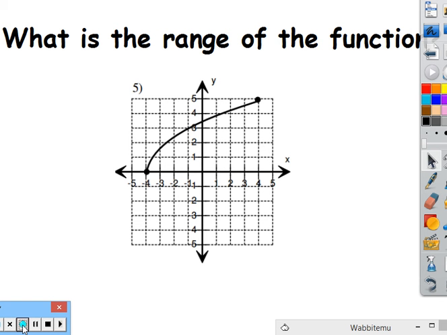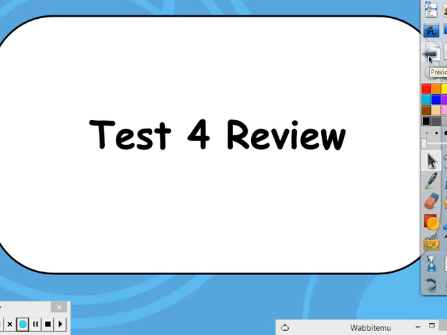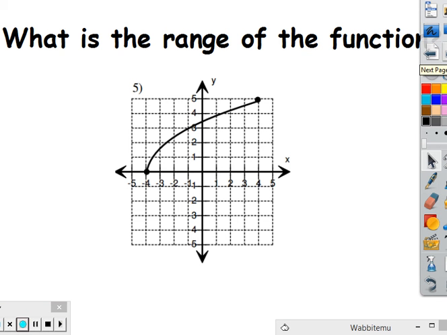This is your test 4 review. We're learning about the range of the function. So range is the values of y, and we're going to be looking at the y-axis then, and where the very bottom of this line that is drawn right here begins and ends, looking at the y-axis.